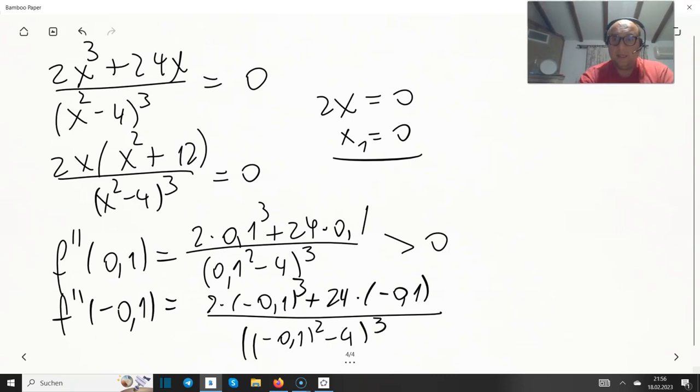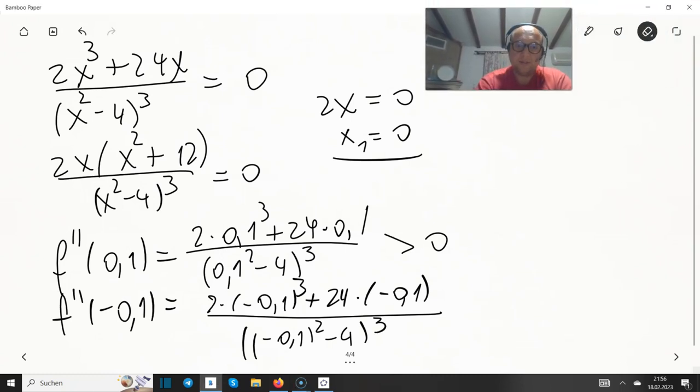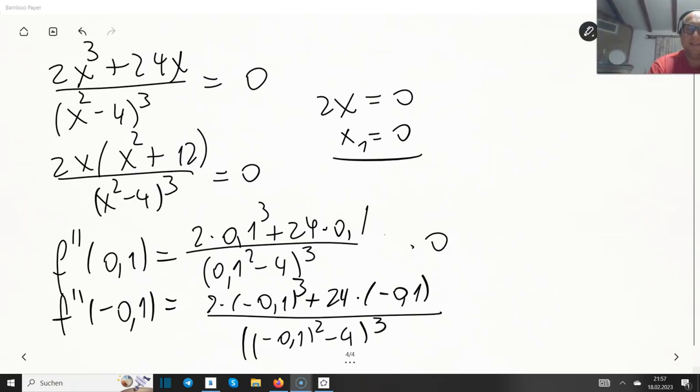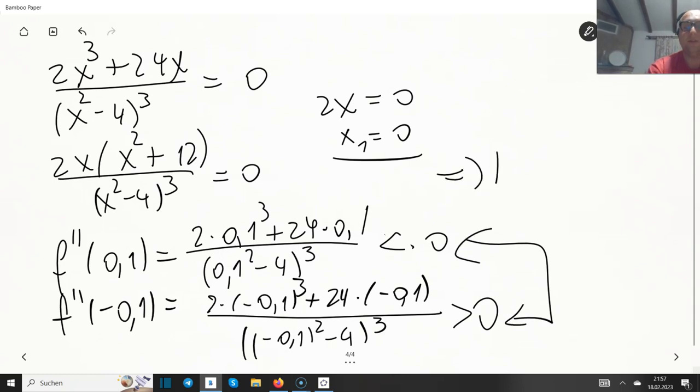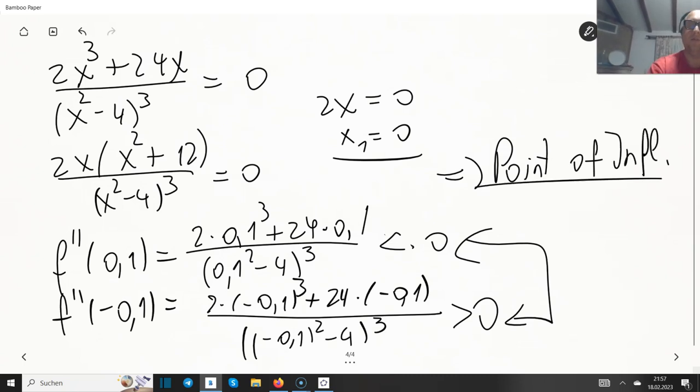Oh, it isn't. My bad. I was too eager to finish. It's not. We have a negative number in the denominator. We have a positive number here. And in this case, we have two negative numbers, which are giving us positive numbers. So we do have a switch of the sign, which is great. So we have a point of inflection. Point of inflection. Great. At 0, and what is the y value?